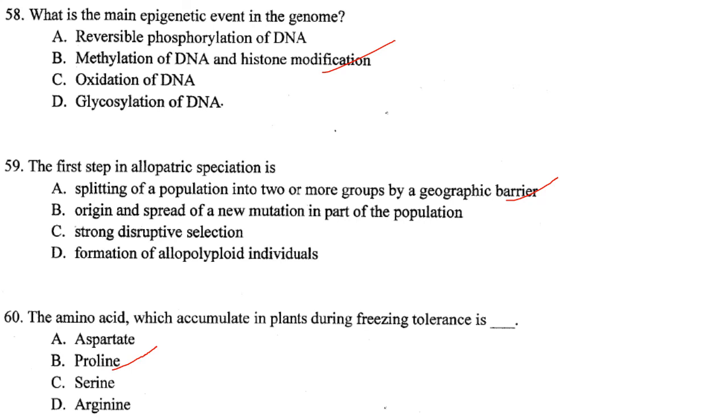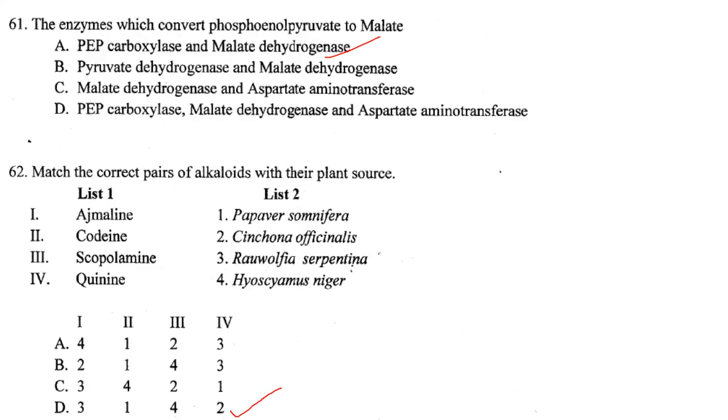Then the amino acid which accumulates in plants during freezing tolerance, it is proline. During stress conditions, it is the amino acid proline that is present maximum. In the next one, the enzymes which convert phosphoenol pyruvate to malate, it is PEP carboxylase and malate dehydrogenase. Answer is option A. Then match the correct pair of alkaloid with their plant source.